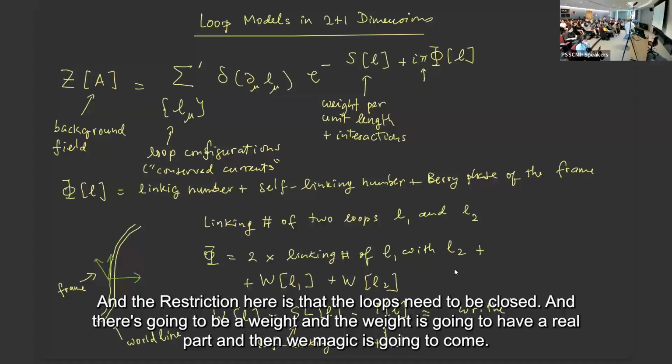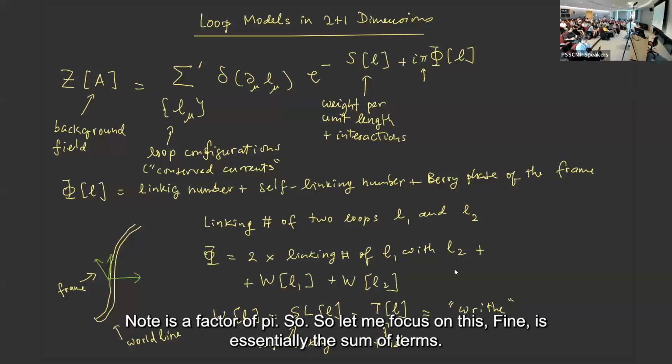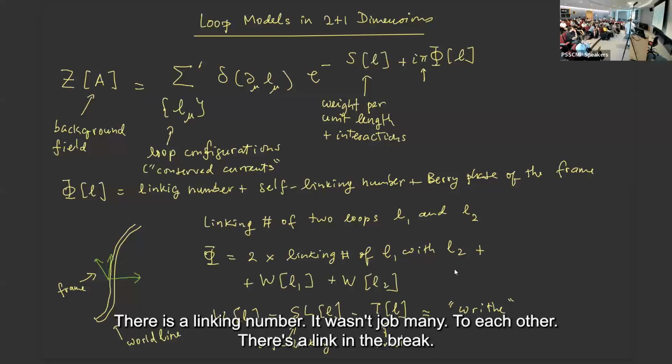The weight is going to have a real part and an imaginary part. The real part has everything involving energetics. All of the topological properties are here. Notice a factor of pi that's going to be important. So let me focus on this guy, phi. Phi is essentially a sum of terms. There is a linking number because you have many loops that may be linked to each other. Okay, so there's a linking number.